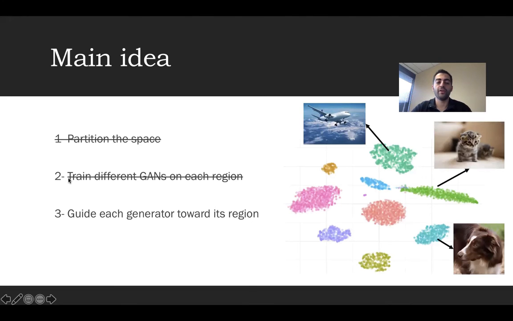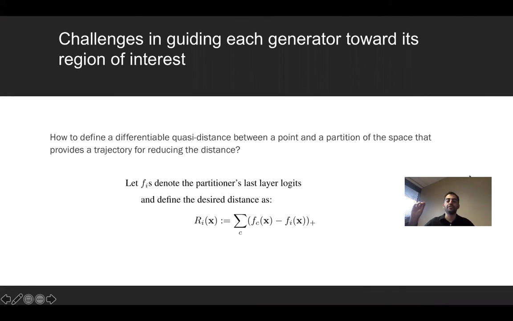So now that we are done with training the different generators and their challenges, let's see how we can actually guide each generator to generate samples from only that region. To guide each generator to only generate samples from its region, we need to define the concept of a distance: when a generator generates a sample far from the partition it is designed to generate samples from, we need to say how far this sample is from that partition of the space.